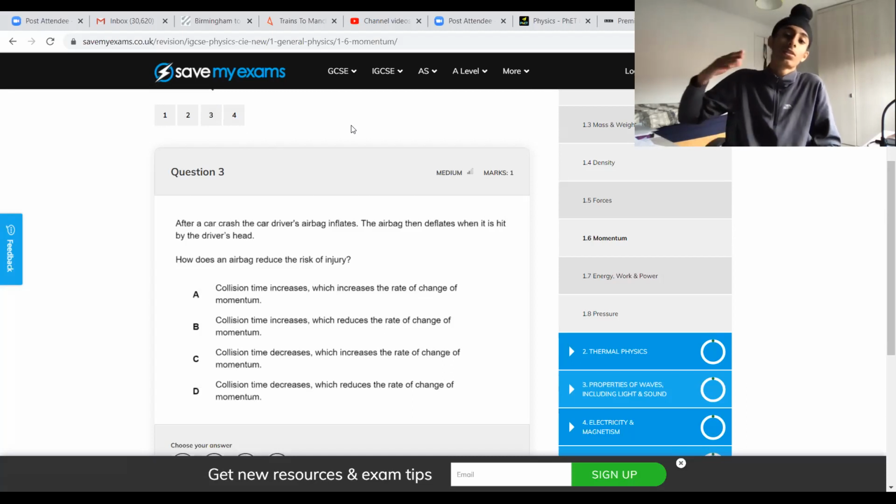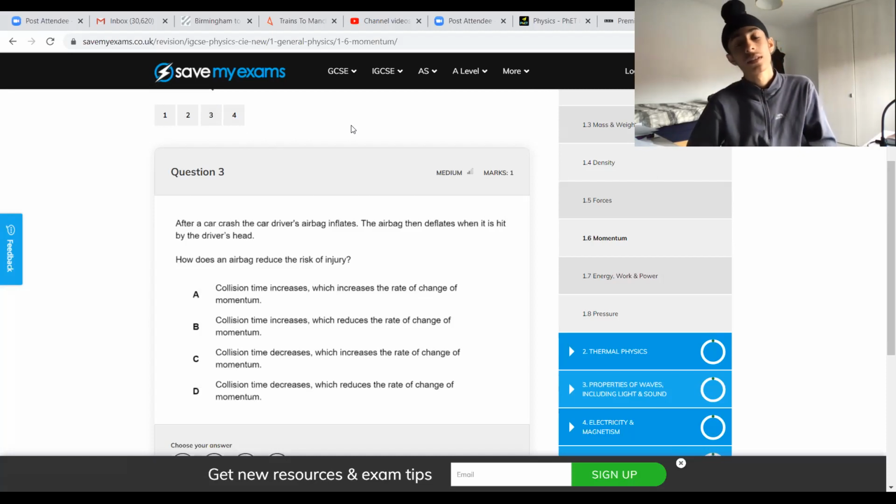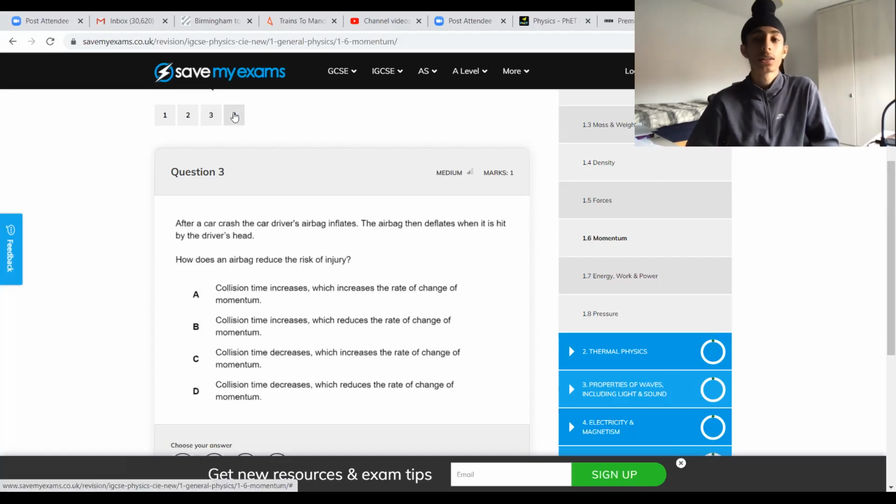The face will just come to a stop. Yeah. Whereas because it's deflating, it almost lets the person keep moving forward until they finally come down to zero in a much longer time. So the rate of momentum change is reduced. Okay. Yeah. Good question.